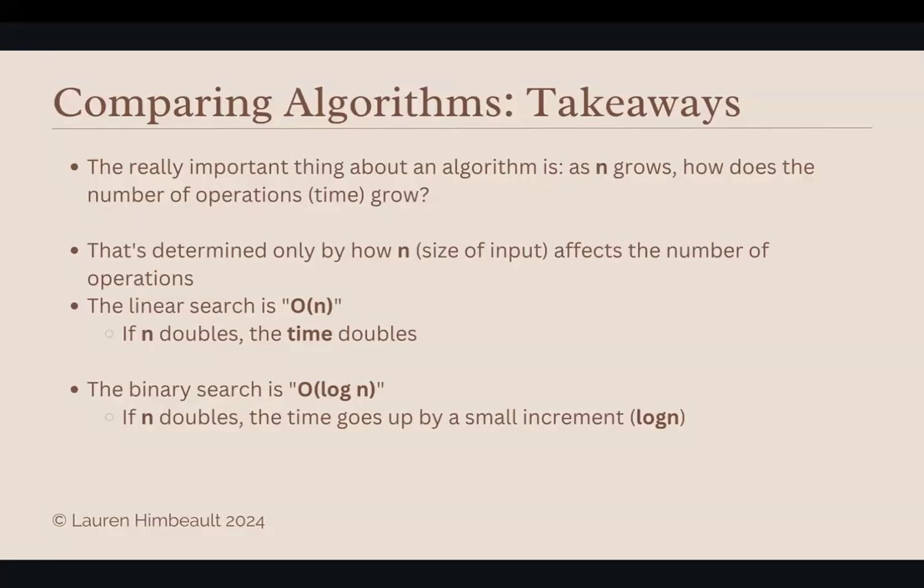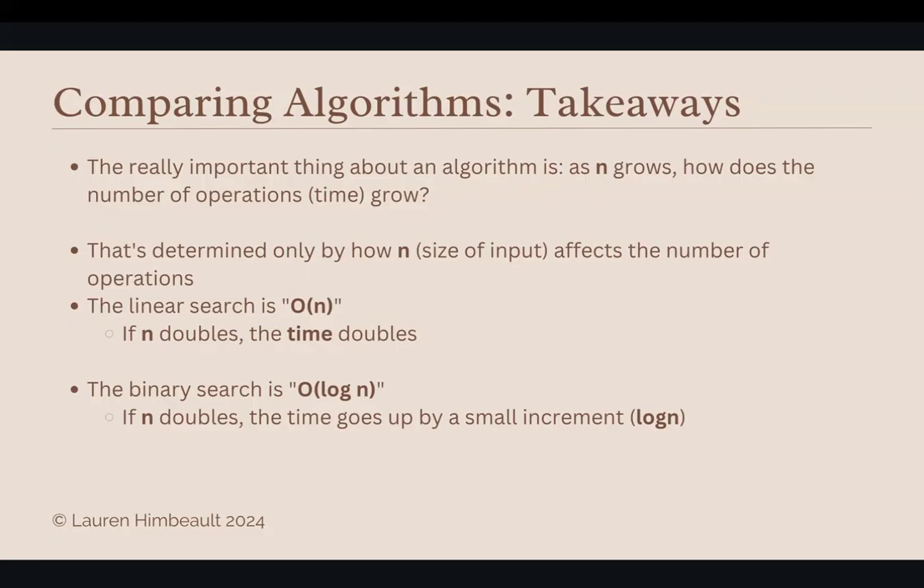When it comes to what we're doing in computer science, I don't have the base 2 there anymore, but we can always make the assumption that we're talking about base 2 unless otherwise stated. And now this one is saying if n doubles, when we're using a binary search, the time actually only goes up by a small increment, right? It only goes up by log n, whereas the other one, the time was going up by twice as much when we doubled it.